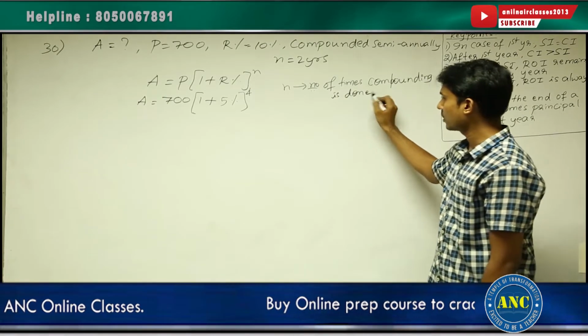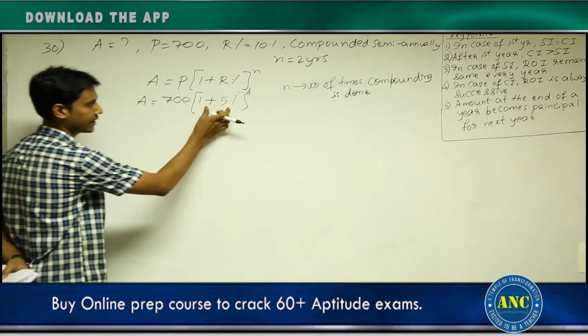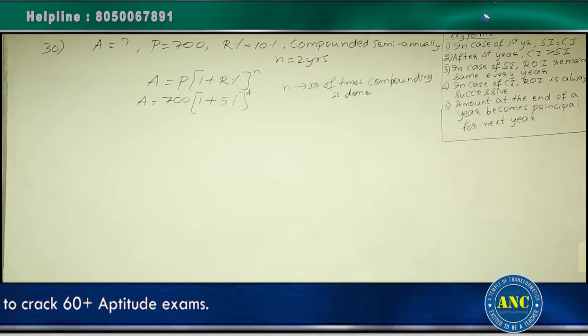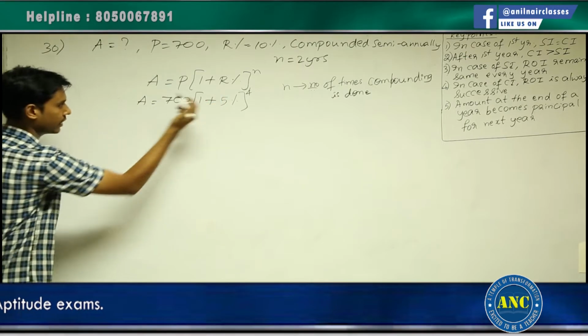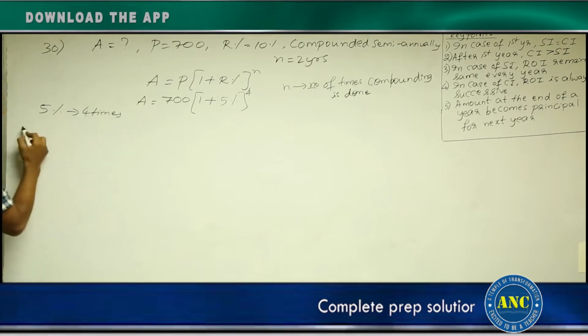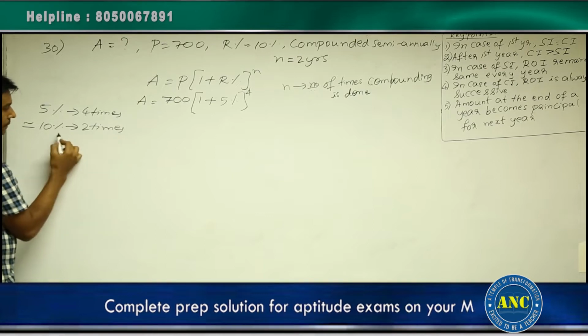Please see here. 700 into 1 plus 5% to the power of 4. One way to calculate is 105 by 100 whole to the power of 4. If digital sum is matching, go ahead with digital sum like our previous two problems. Other way, 5% 4 times. This is approximately 10% 2 times.